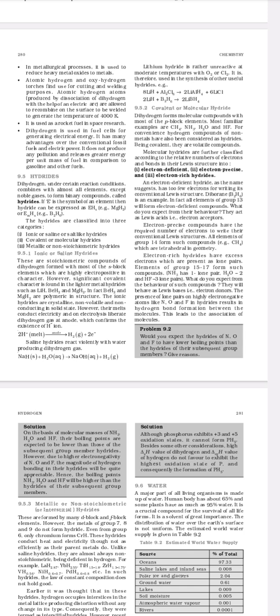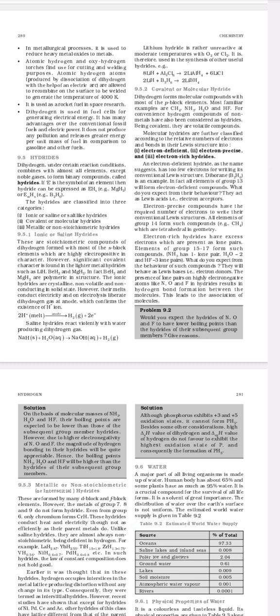An electron deficient hydride, as the name suggests, has too few electrons for writing its conventional Lewis structure. Diborane is an example. In fact, all elements of group 13 will form electron deficient compounds. What do we expect from this behavior? They act as Lewis acid, in a sense, electron acceptors. Electron precise compounds have the required number of electrons to write their conventional Lewis structure. All elements of group 14 form such compounds like methane, which are tetrahedral in geometry.